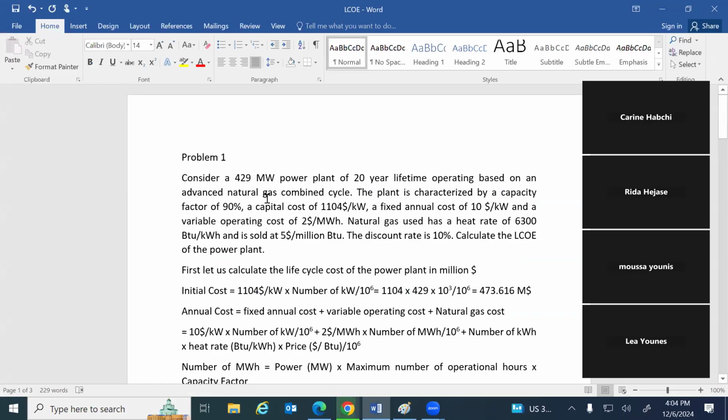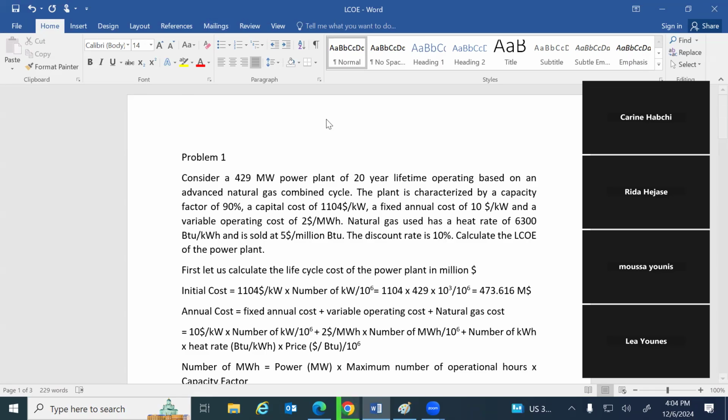The plant is characterized by a capacity factor of 90%, a capital cost of $1,104 per kilowatt, a fixed annual cost of $10 per kilowatt, and a variable operating cost of $2 per megawatt hour. Natural gas is used with a heat rate of 6,300 BTU per kilowatt hour and is sold at $5 per million BTU. The discount rate is 10%. We want to calculate the life cycle cost of electricity of the power plant.